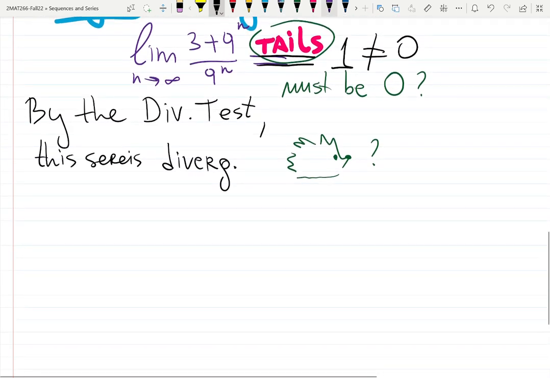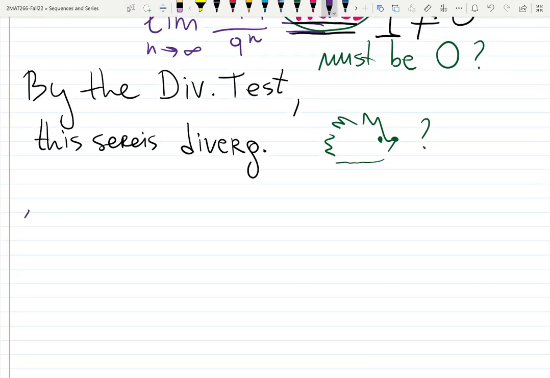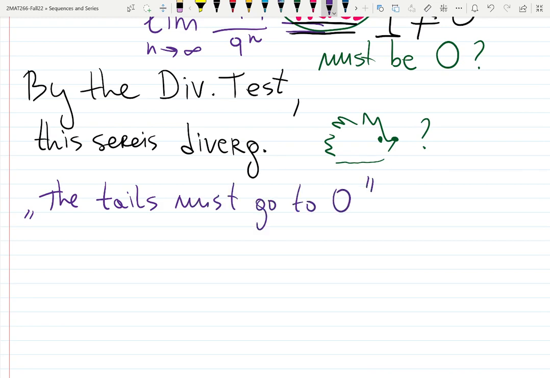Let me write down. This phrase is the way I teach it. It's not kind of official way. The tails must go to 0 in order for the series to converge. But that is not enough condition to converge. But at least we know that one thing. We know at least that the hedgehog is pointy. So that's like the minimum condition, the required condition. Make sense? That's kind of how I was taught.